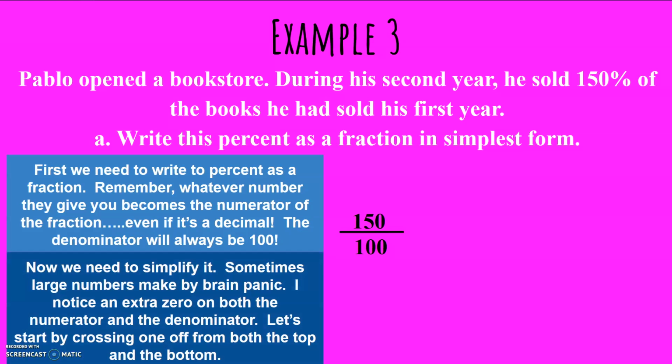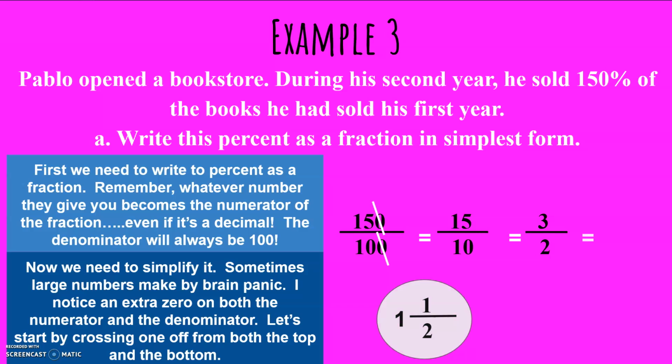Sometimes large numbers can make the brain panic. I noticed the extra 0 on both the numerator and the denominator. We'll just cross those out. They cancel. We know how to do that. 15 over 10 is a much easier number to deal with. And we notice this is an improper fraction, which means that when we simplify it down to 3/2, dividing both top and bottom by 5, we know how to deal with that.